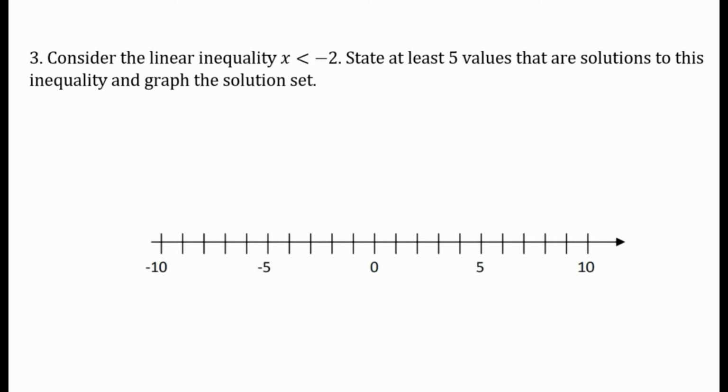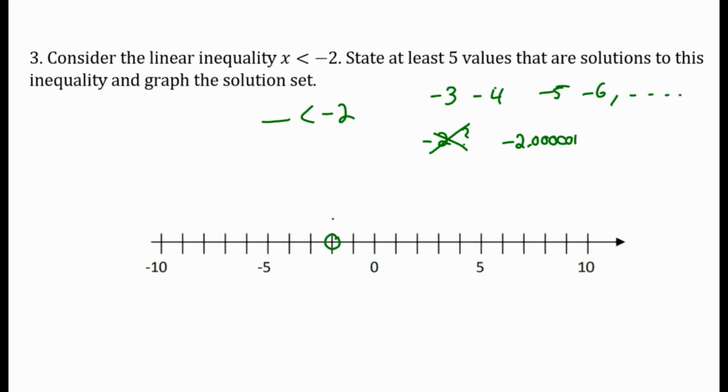What about the inequality something is less than -2? Well, -3, -4, -5, -6, and so on, right? Is -2? No, -2 does not make a true statement. But -2.000001 works, so I need to get really close to -2, but I can't touch it. So graphically, we're going to put an open circle there.